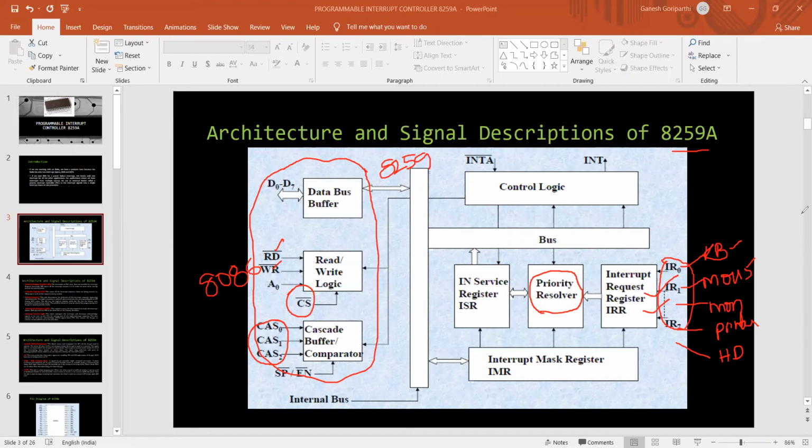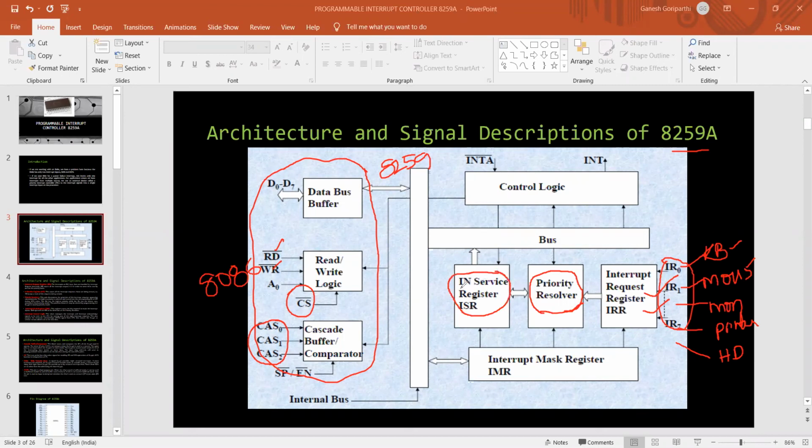Similarly, out of all these interrupt requests that we have, this priority resolver chooses the highest priority signal among these signals. After that, this chosen highest priority signal will be sent to this in-service register.